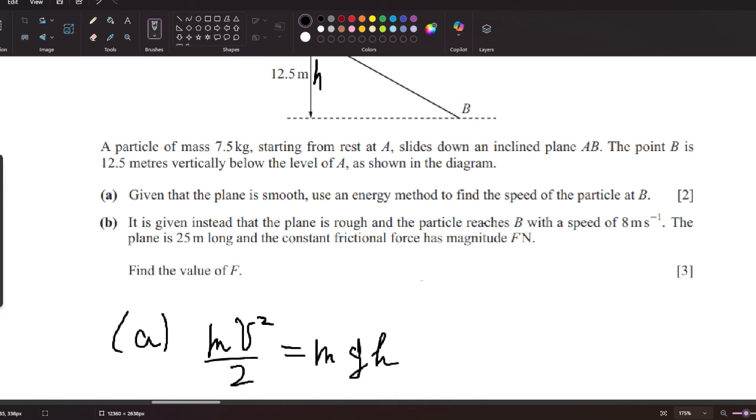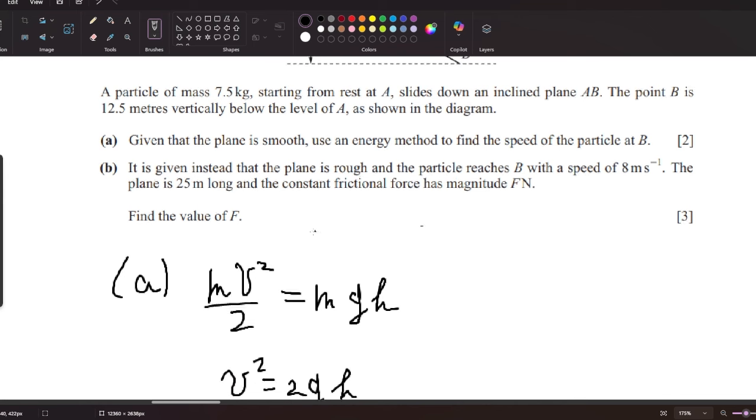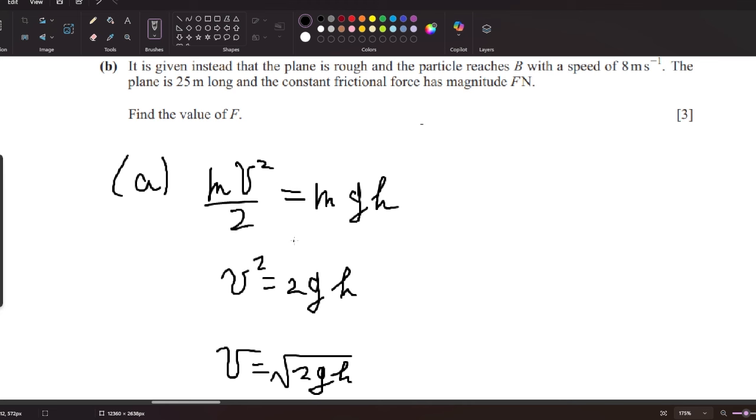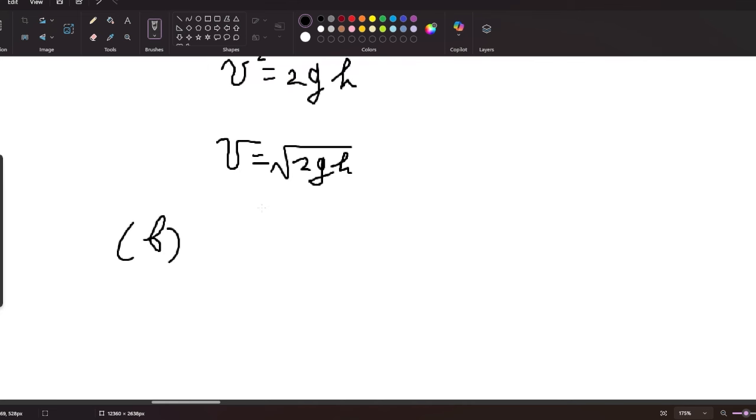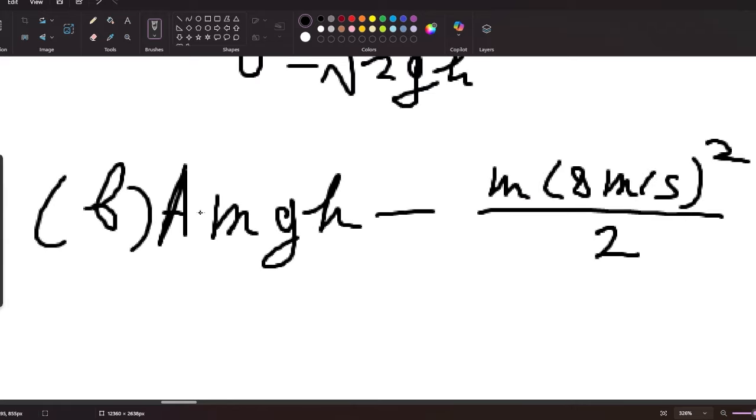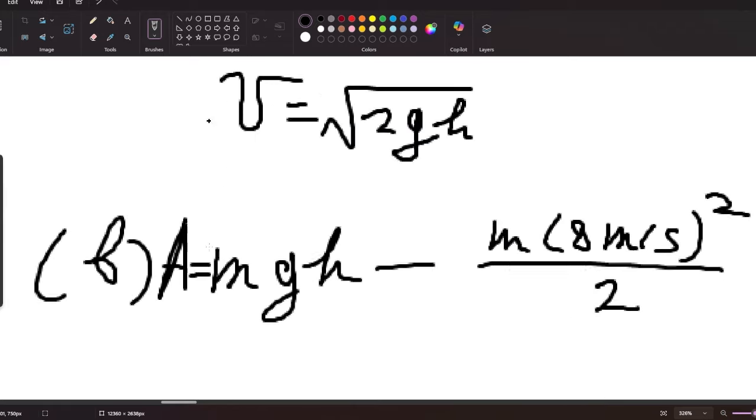Now given instead that the plane is rough and the particle reaches B with a speed of 8 meters per second. The plane is 25 meters long, and the constant frictional force has magnitude F newtons. Alright, now let's work with this. My current idea is to find the difference in energy and then say that that work has been done by friction. So let's go ahead and do this. Let's call that A because that's work done by friction. That's what was lost in the process.